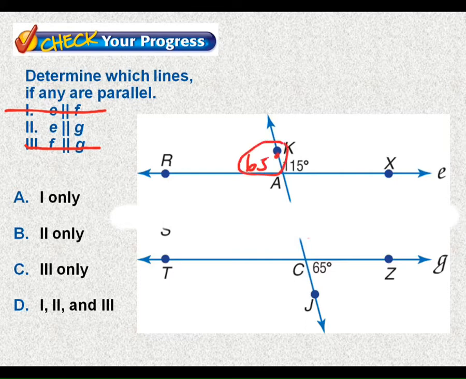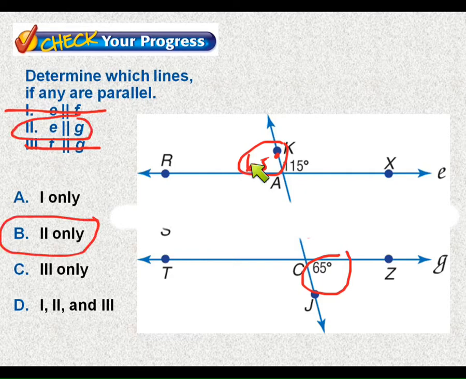What relationship do these two have? Alternate exterior. The alternate exterior angles are congruent. So you have a theorem that says if the alternate exterior angles are congruent, then the lines are parallel. So R and G are parallel, because their alternate exterior angles are congruent, right? So it would be B. It's just the converse of what we did last time. Questions there?